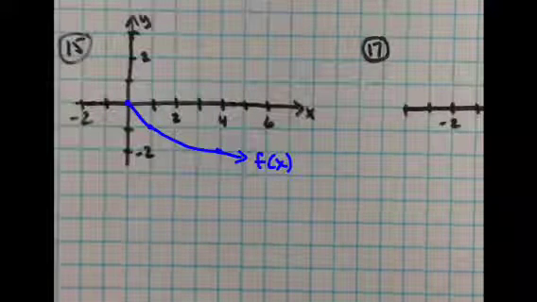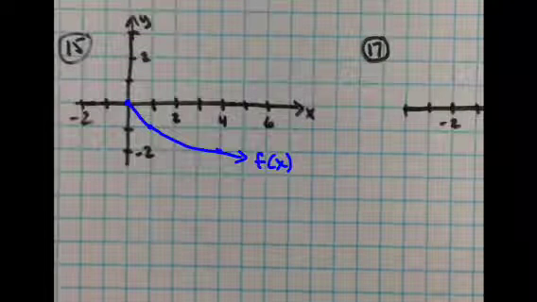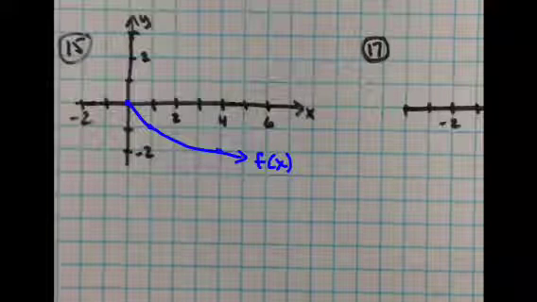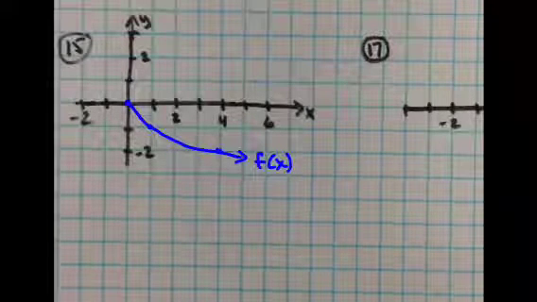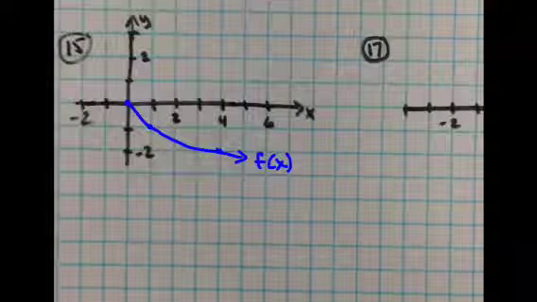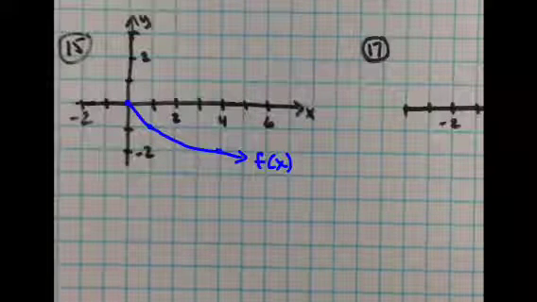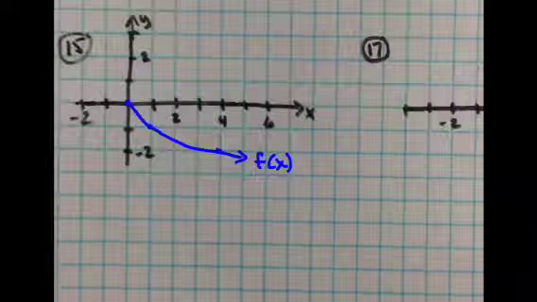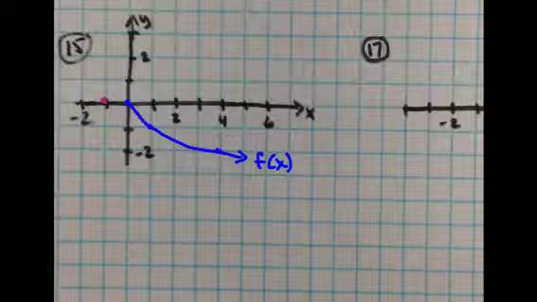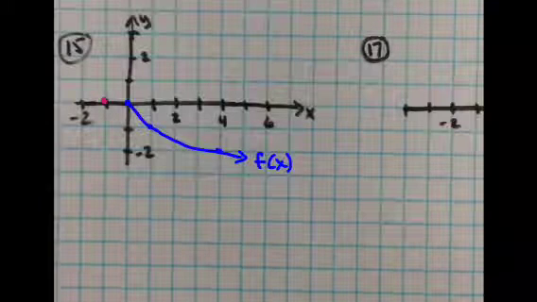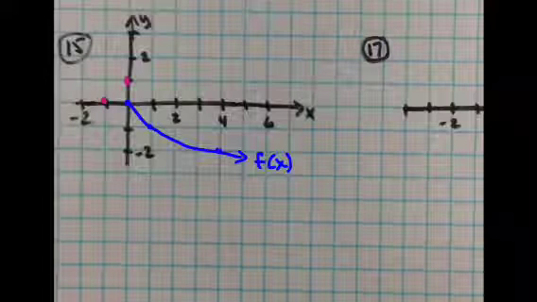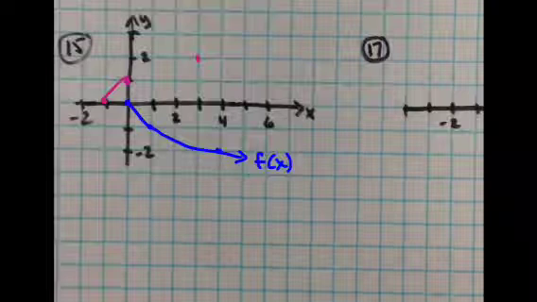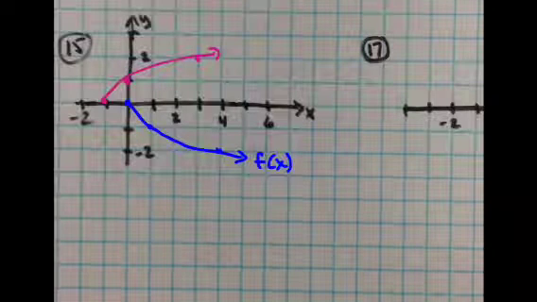For g of x, it says square root of x plus 1. So there's no reflection here. So the parent function moves to the left 1 unit. And again, how do I know that? Because inside the radical it says plus 1. So what used to be here at 0, 0 is now at negative 1, 0. What used to be 1, 1 is now 0, 1. And what used to be 4, 2 is now 3, 2. So it goes like this. This is g of x.